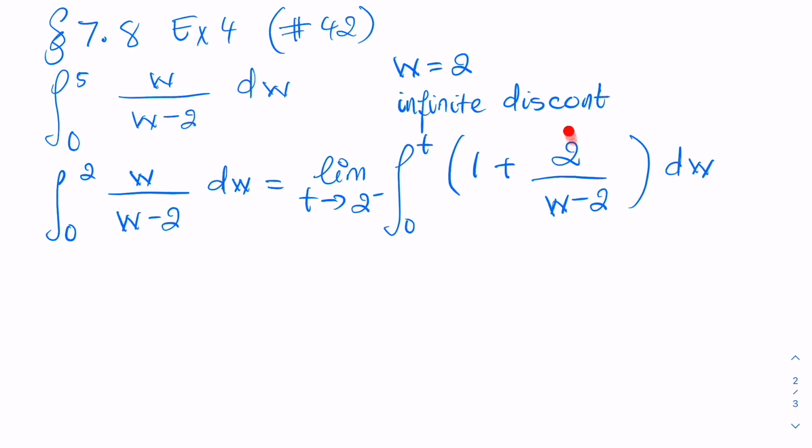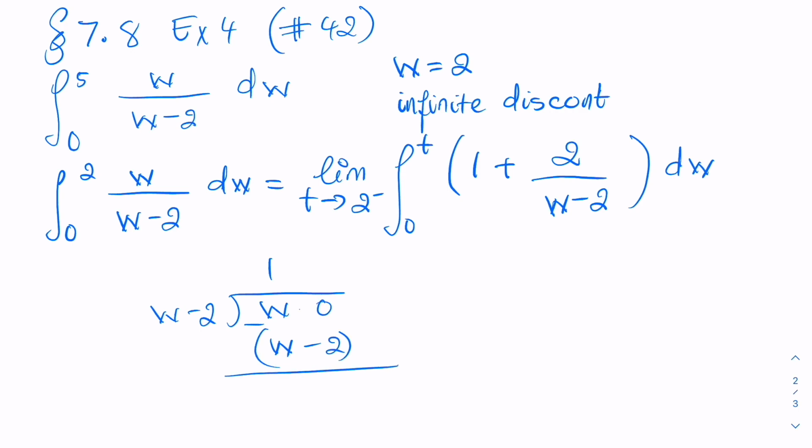To go from here to here, you simply do long division. So if I take w, I divide by w minus 2, I'm going to get 1. So that's going to be 1 times w, 1 times -2. Then when you subtract, that's a 0 here. So 0 minus -2 turns into a 2. That's why when I rewrite, it's 1 and then the remainder over the divisor.